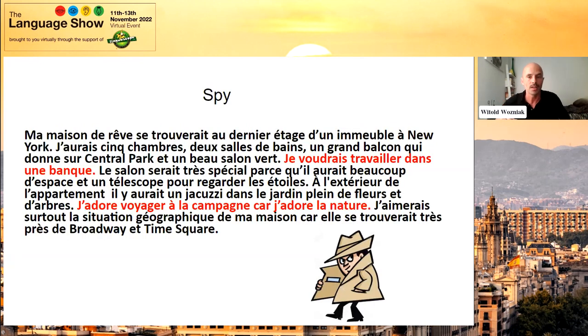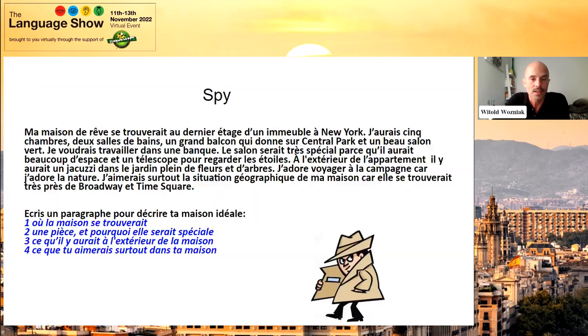As you can see, those 2 sentences have nothing to do with describing your house of your dreams, because it's talking about what you would like to do in the future and what you like to do in your free time. But obviously, it shows if they understand the topic and can they understand the bullet points. Now, I think those bullet points are quite difficult.